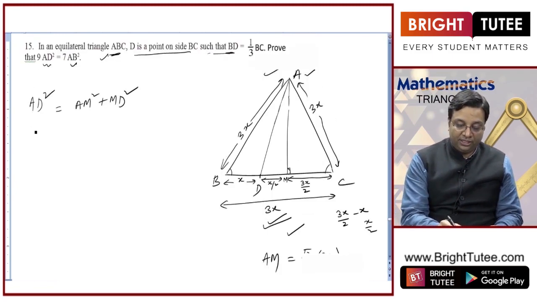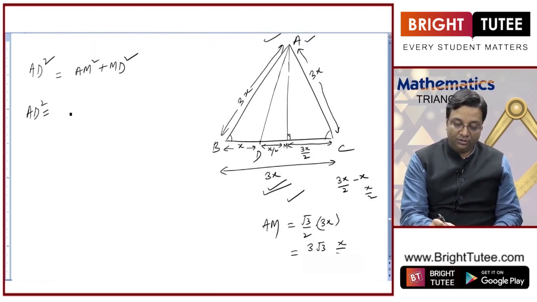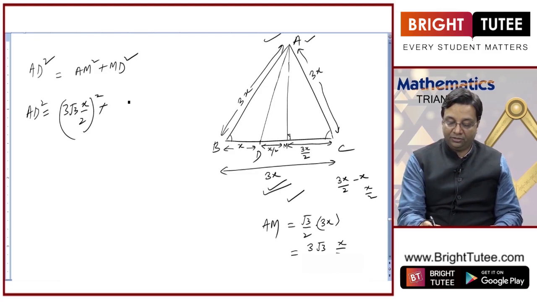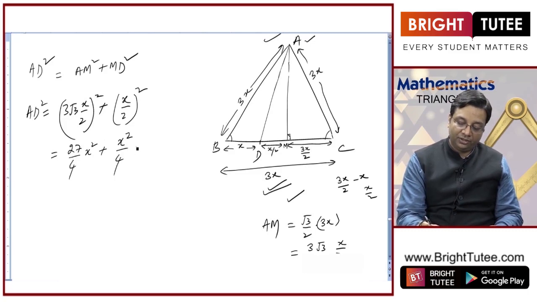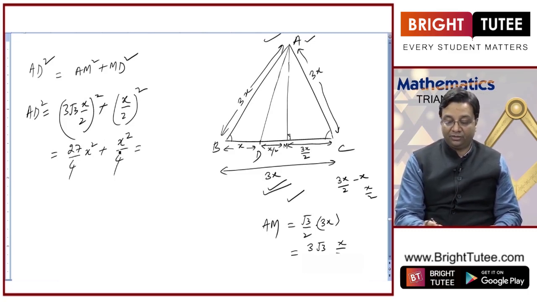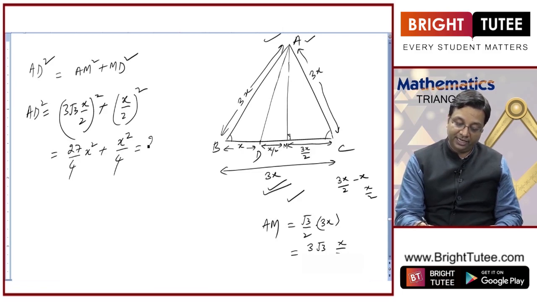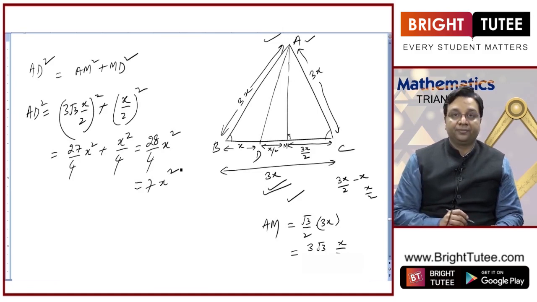Okay. So, now see, AD square is equal to AM square, which is 3 root 3 x by 2 squared plus MD square. MD square is x by 2 whole square. So, AD square will be equal to, this is 9 into 3, 27 by 4 x square plus x square by 4. So, 27 by 4 x square plus x square by 4 is 28 by 4 x square, that is 7 x square, right.